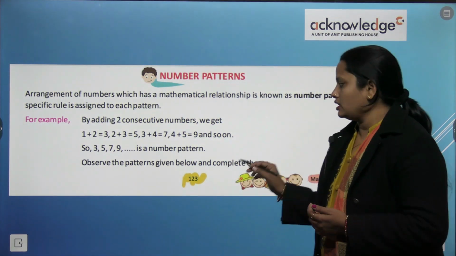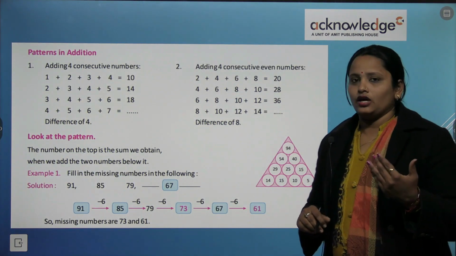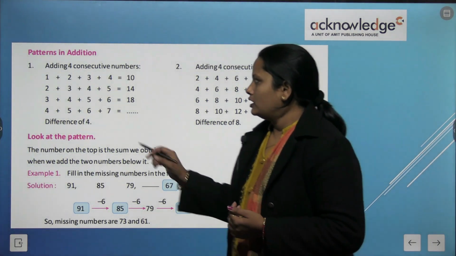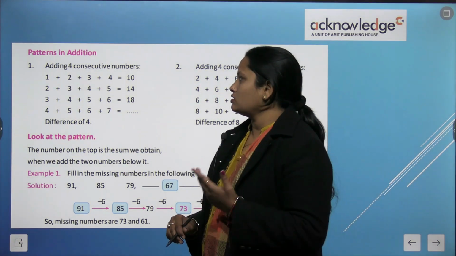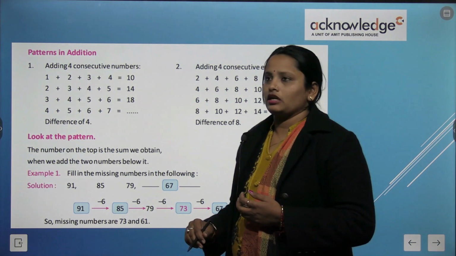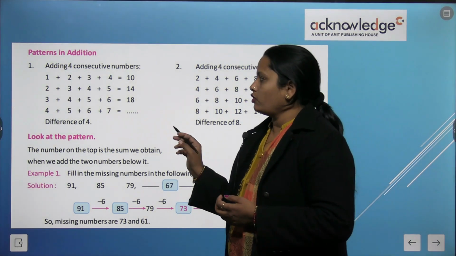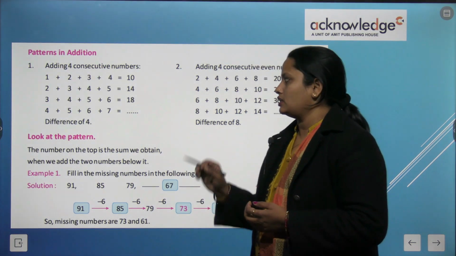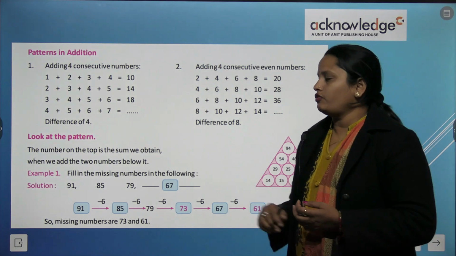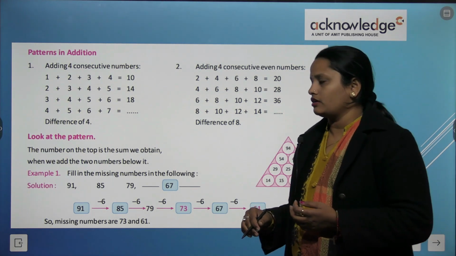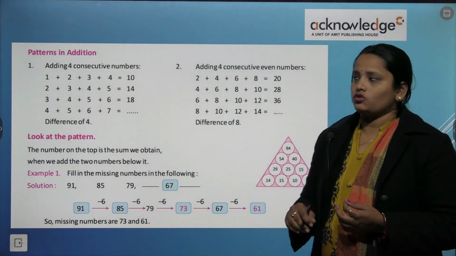Observe the patterns given below and complete them. So कुछ patterns दिए गए हैं, उन्हें हमें देखना है, उसके बाद fill करना है. Here you can see add 4 consecutive numbers. 4 consecutive numbers को ऐड करना means 1, 2, 3, 4 को ऐड करके आया आंसर 10. फिर 2, 3, 4, 5 को ऐड करके आया 14. 3, 4, 5, 6 को ऐड करके आया 18. And 4, 5, 6, 7 को ऐड करके आएगा क्या? That we have to find out. So do this on your own.